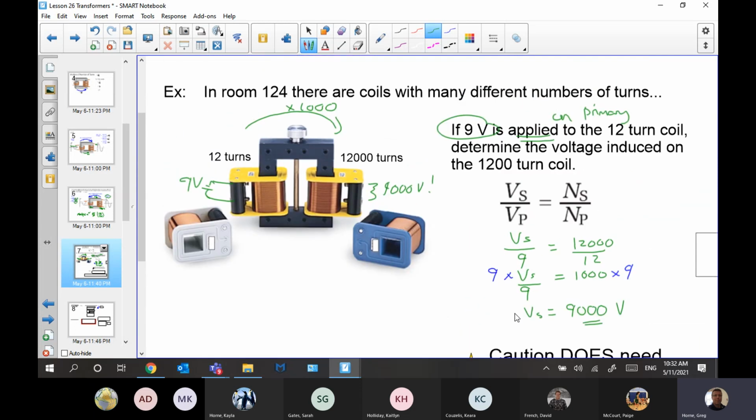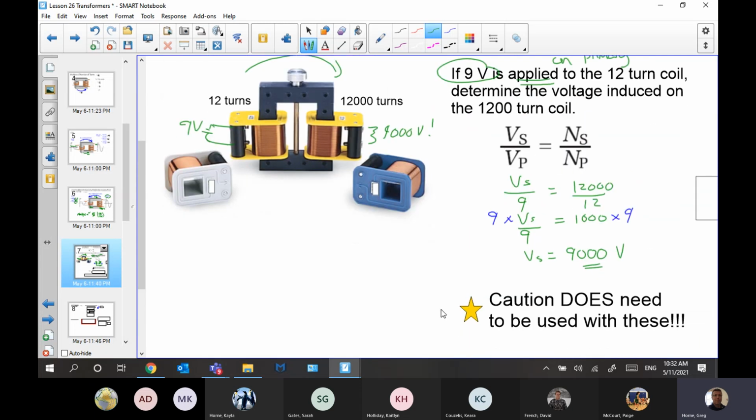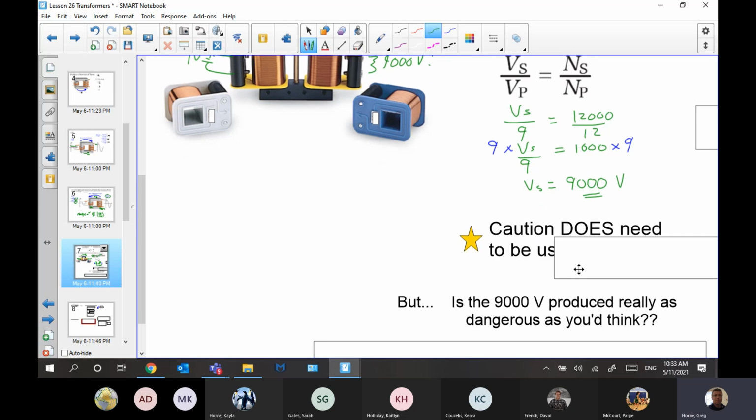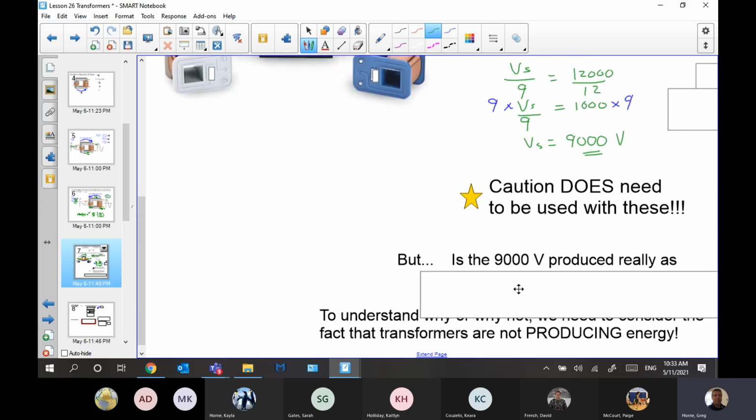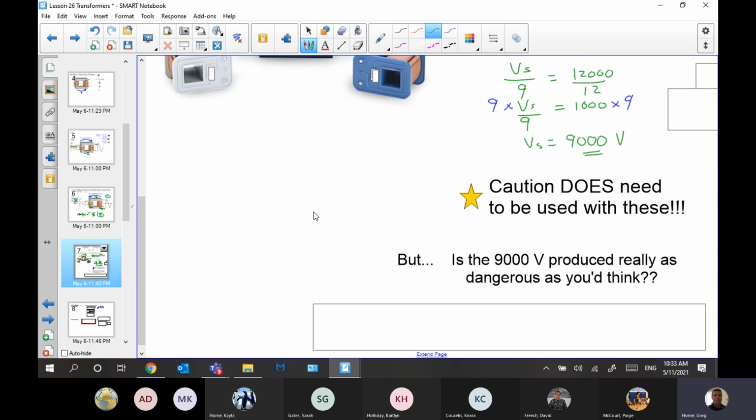But are you going to die from this? Think about it. Is that 9,000 volts? Can it be as dangerous as you'd think? Because 9,000 volts will kill you in certain applications, right? Like if you're playing around with wires from a hydro line and it happens to be 9,000 volts, yeah, you're going to lose. Not only are you going to die, you're going to lose your arm. You're going to lose half your body. You're going to vaporize. It's very, very powerful stuff in that application.